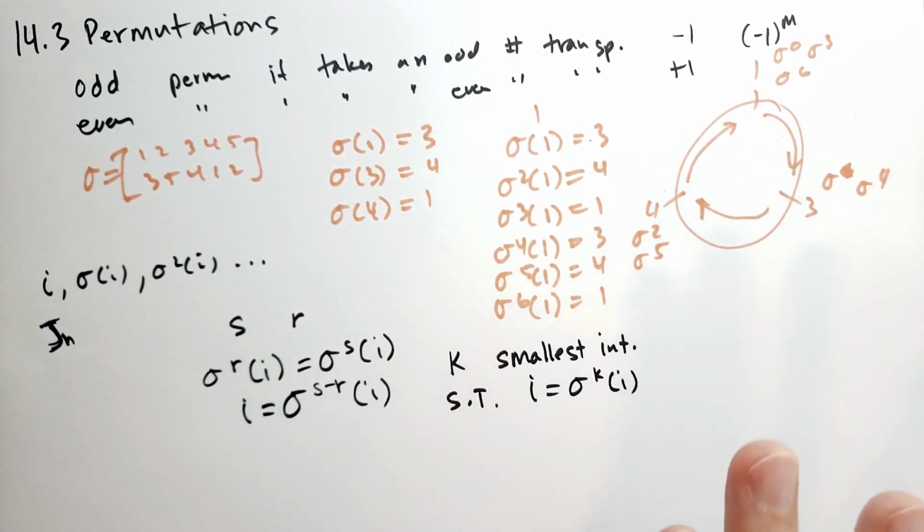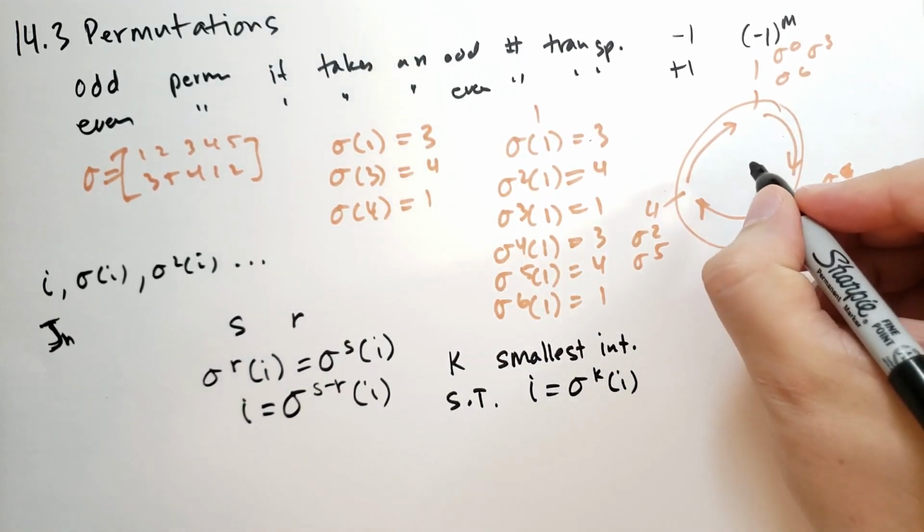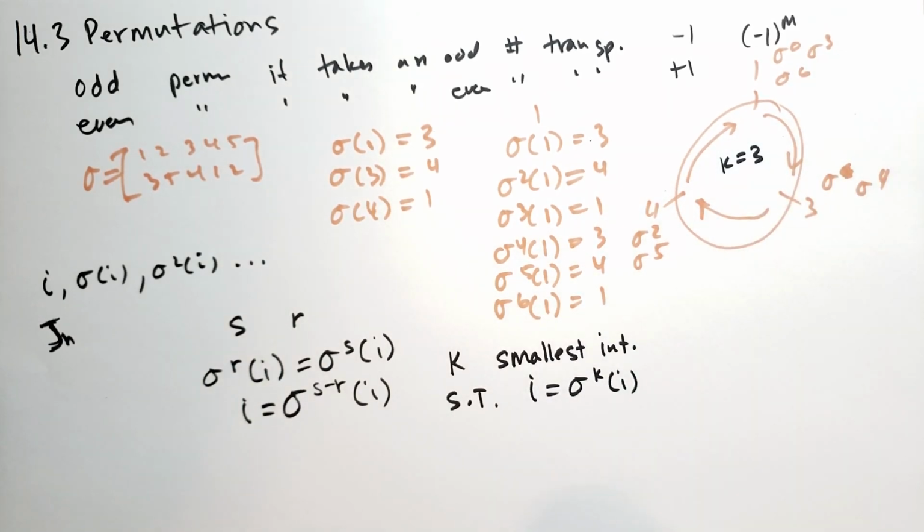Okay, so this is the number that'll give you the smallest cycle. In this case, k is equal to 3. And we can use different numbers for s and r, and we can see how we can recover I again.